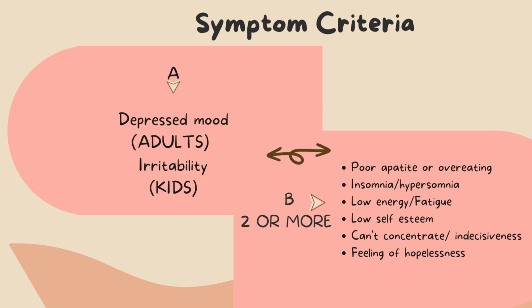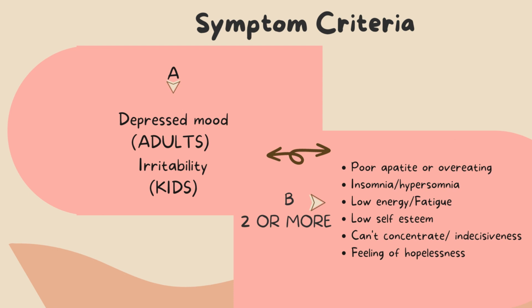So, depressed mood in adults or irritability in kids. Criteria B says that the person has to suffer from poor appetite or overeating, insomnia or hypersomnia, low energy or fatigue. They probably have low self esteem and have difficulty concentrating or are indecisive and have feelings of hopelessness. You have to have two or more of B and have to have A.